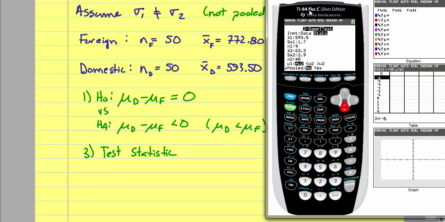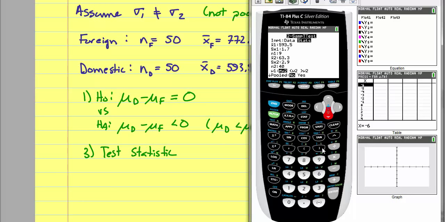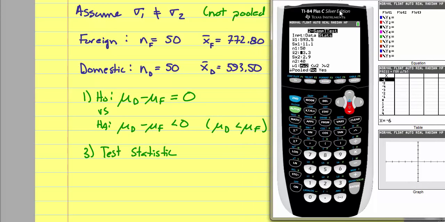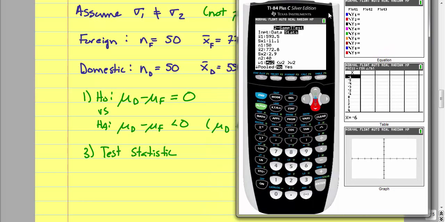S sub x is going to be 11.10. Sample size was 50 for my first domestic group. X bar of my foreign group will be 772.80. The standard deviation will be 15.90.